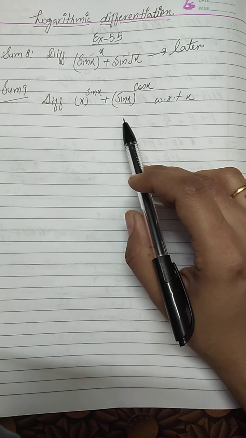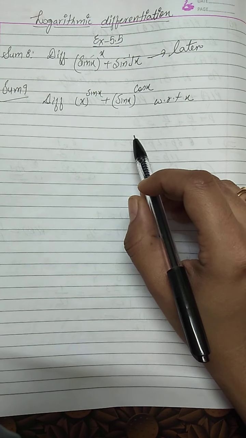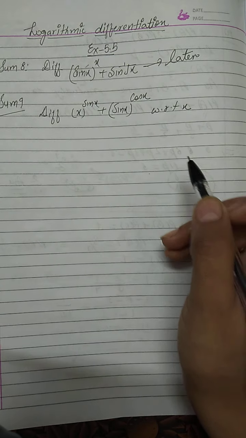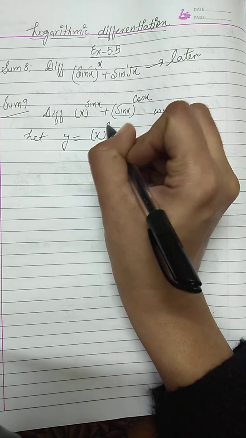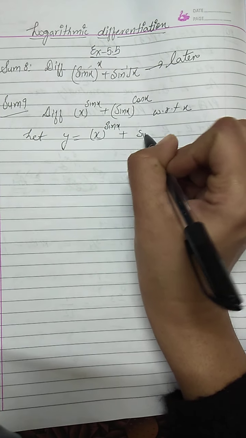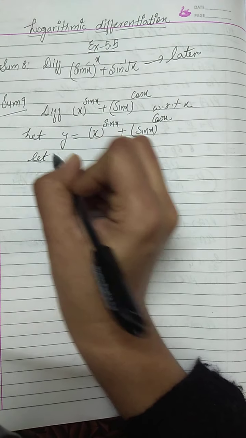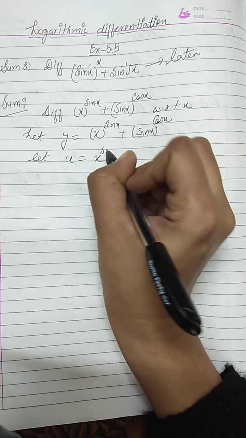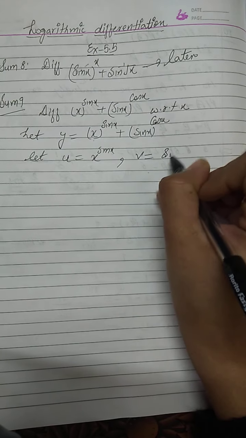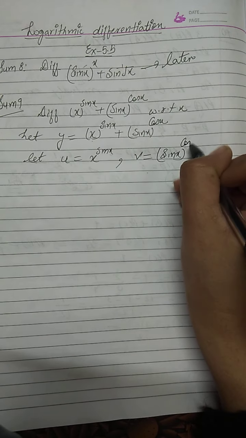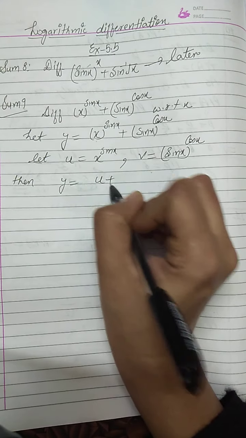So we are starting with sum number 9, and it is x power sine x plus sine x raised to power cos x. So we have a sum of two functions. Once again, when we are solving, we will write: let y equals x raised to power sine x plus sine x raised to power cos x, right? And we will take u equals x power sine x. This function we will consider u, and the second function, sine x raised to power cos x, will be v. Then our y will become u plus v.